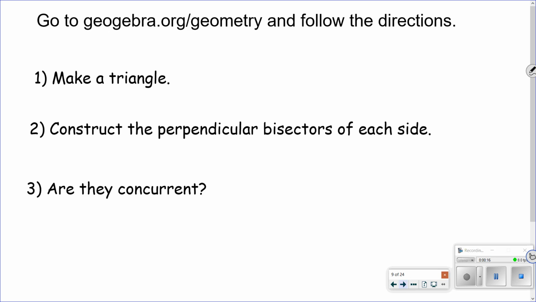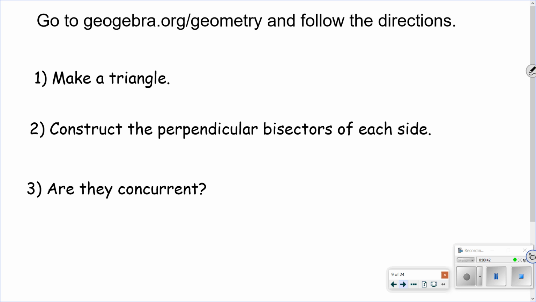So what I want you to do is go to geogebra.org/geometry, hopefully you did this last time and you're already familiar with it, or if you have the GeoGebra app, you can bring up their geometry. And you're going to make a triangle. I want you to construct all the perpendicular bisectors of each side of the triangle. And then I want you to find out if they're concurrent. Concurrent means that all three cross at the same point.